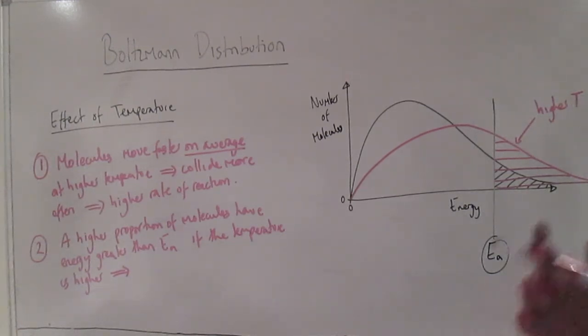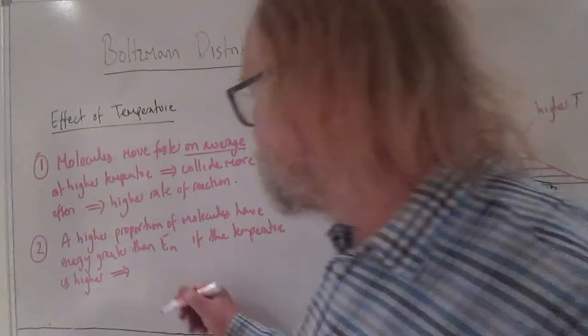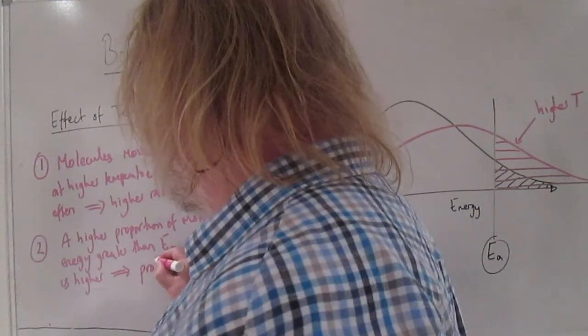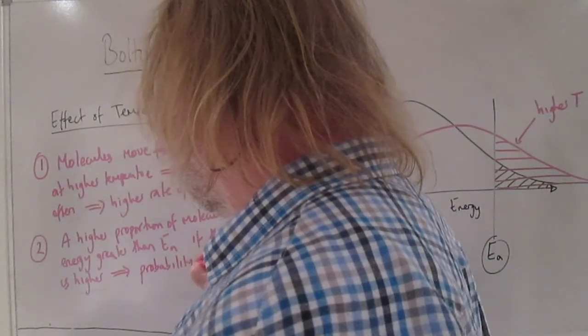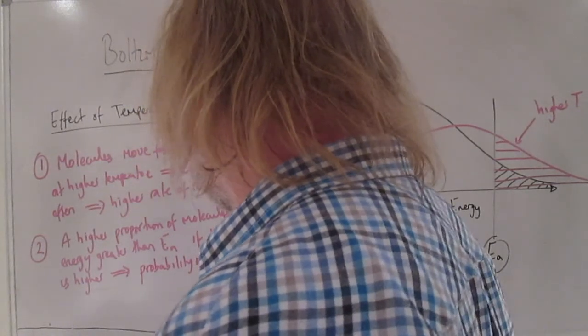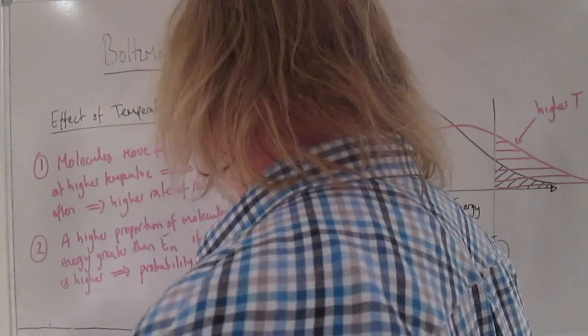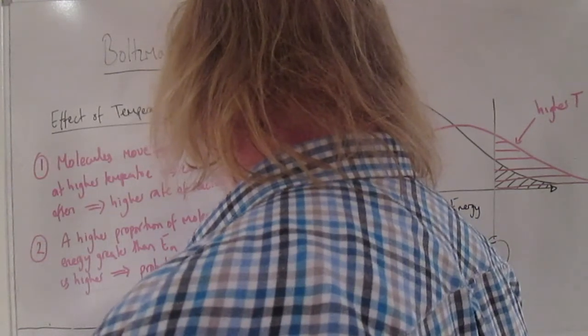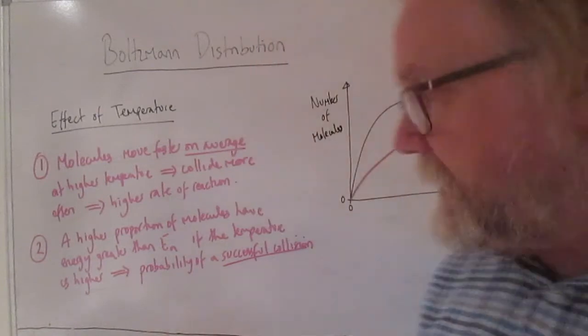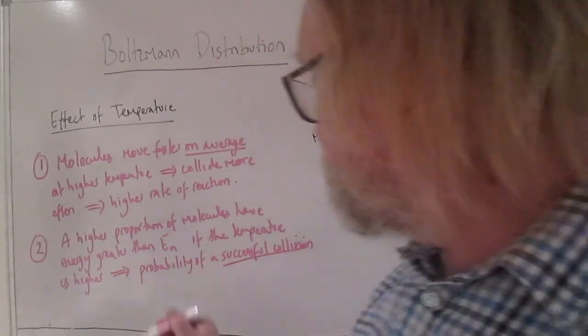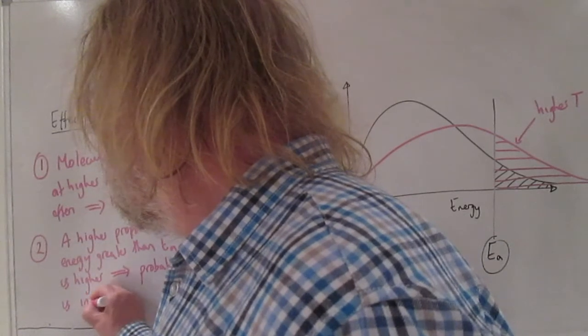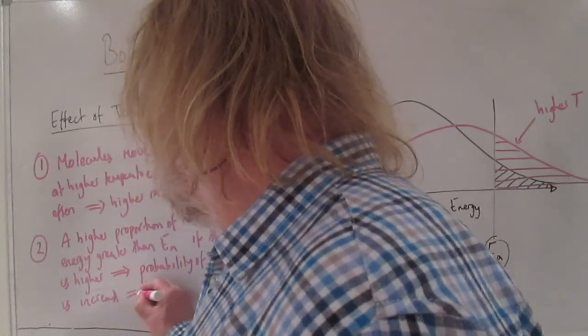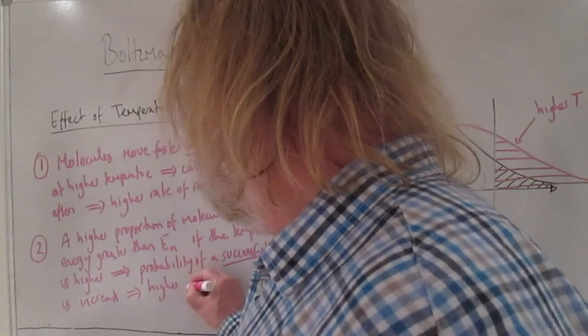And as I say, that for most reactions is actually a bigger effect than this one. So a higher proportion of molecules have energy greater than the activation energy if the temperature is higher. So that means that the probability of a successful collision, and you can use that phrase, people reading it will understand what you mean by that, a collision that leads to reaction. So the probability of a successful collision is increased, and so you get a higher rate of reaction.